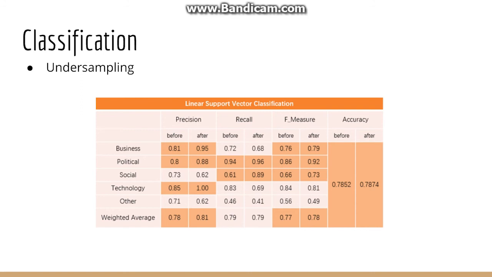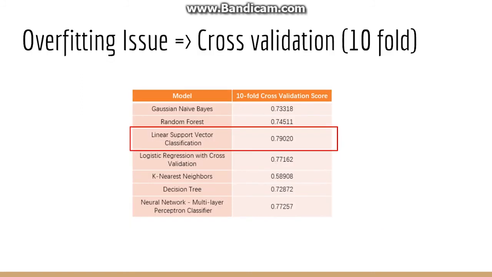There is also a potential overfitting issue. Our model may fit the training data, but not the new tweets from Twitter. Therefore, we perform 10-fold cross-validation on each model to see which model is truly useful. And based on the result, the linear support vector machine classification model still has the highest cross-validation score, which again further justifies our choice of it as our final model.